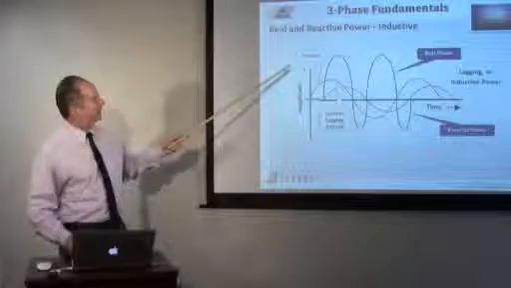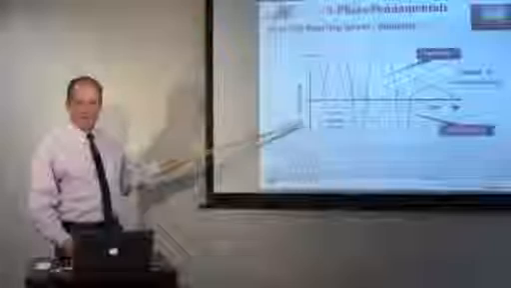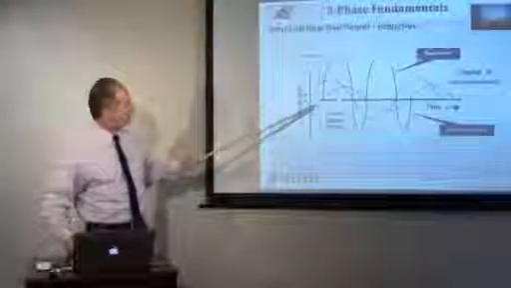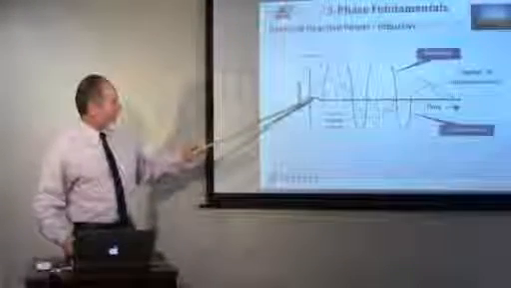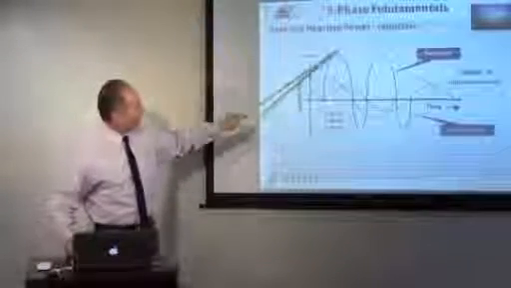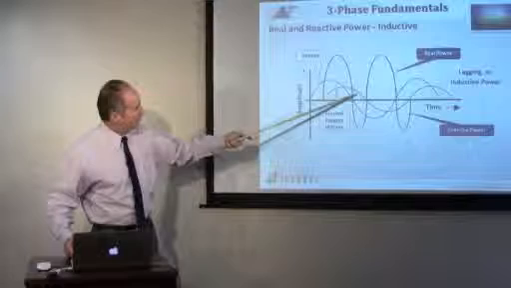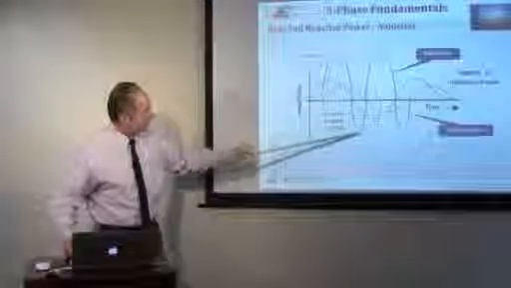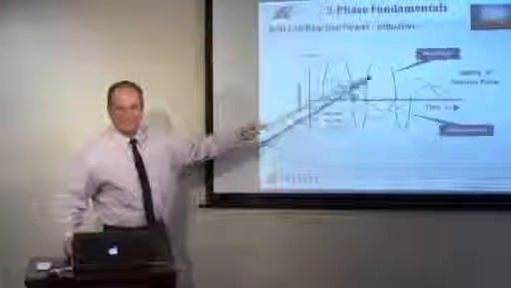And if we had inductive or lagging, the opposite is true. Here our voltage is positive, our current is positive, that's positive power. Our current is positive, our voltage is negative, so we have negative power. And it repeats itself.